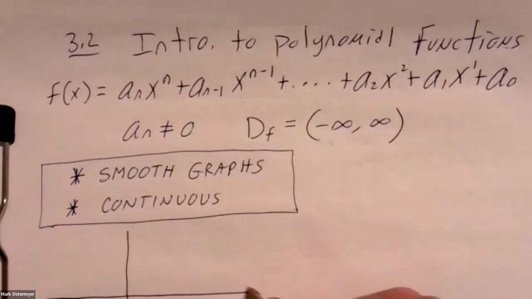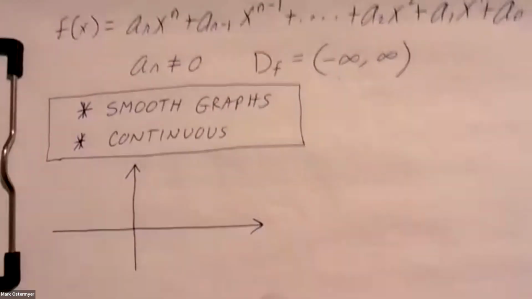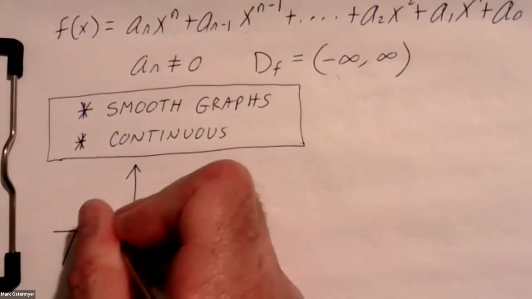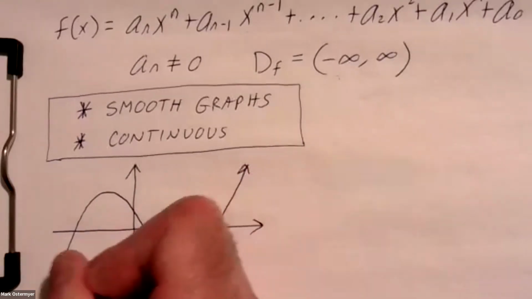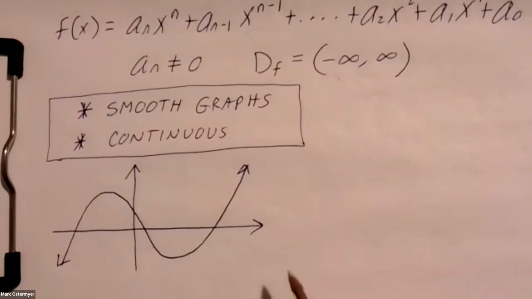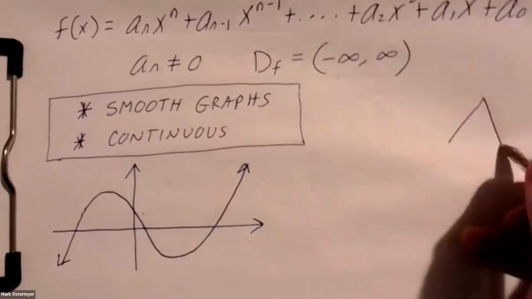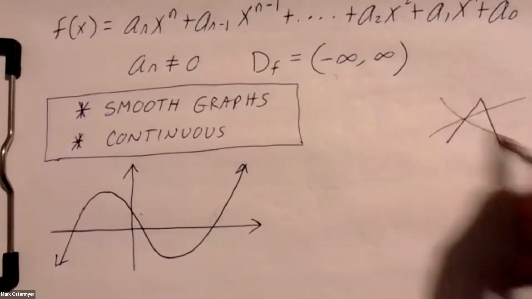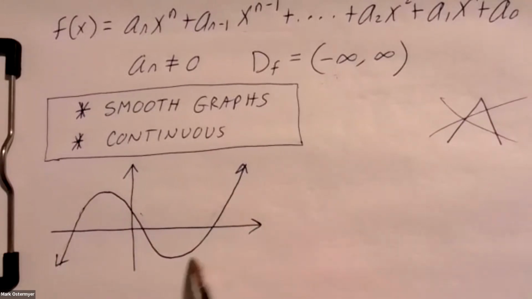So this would be a graph of a function that would qualify as being a polynomial function. It's definitely a smooth graph, and it is continuous throughout the entire domain. This would be an example of a graph of a polynomial function. It's smooth. Notice the turning points up here are smooth turning points. They're not sharp turning points. None of this stuff. Okay, smooth turning points, and it's continuous.